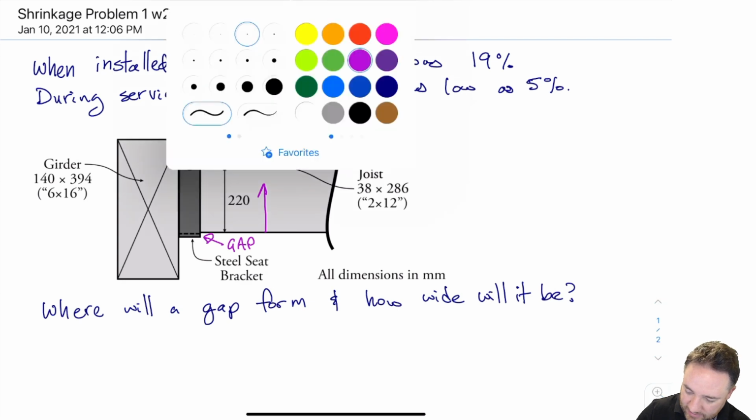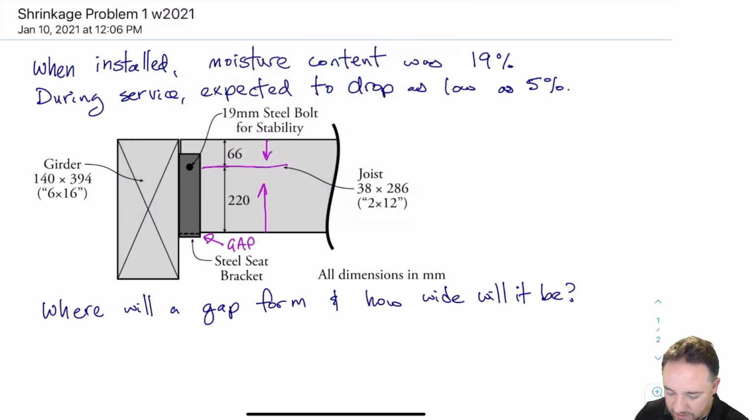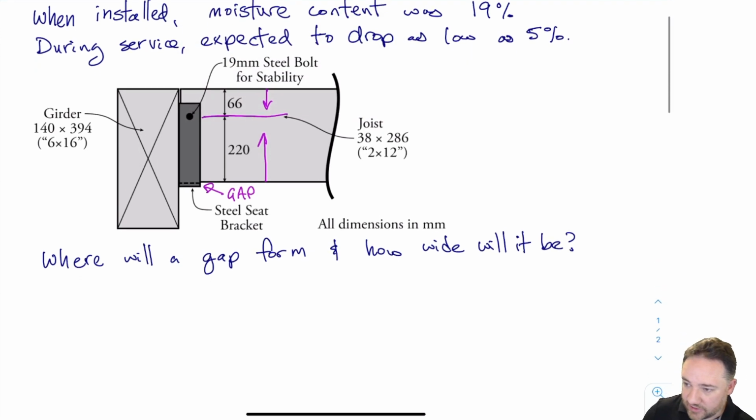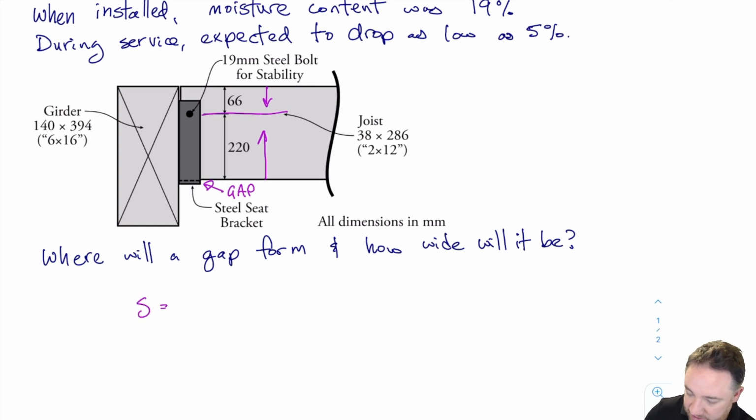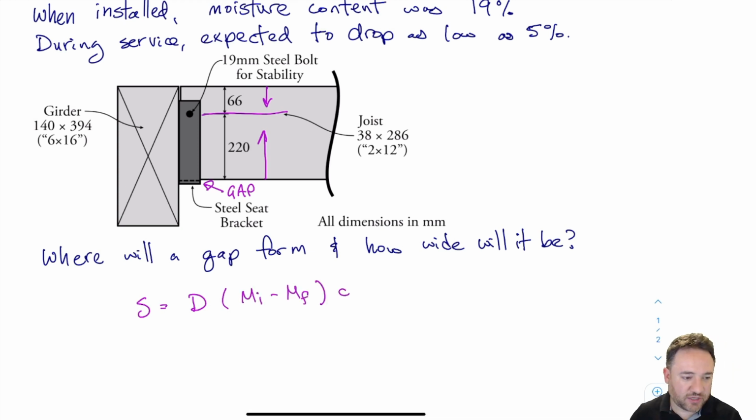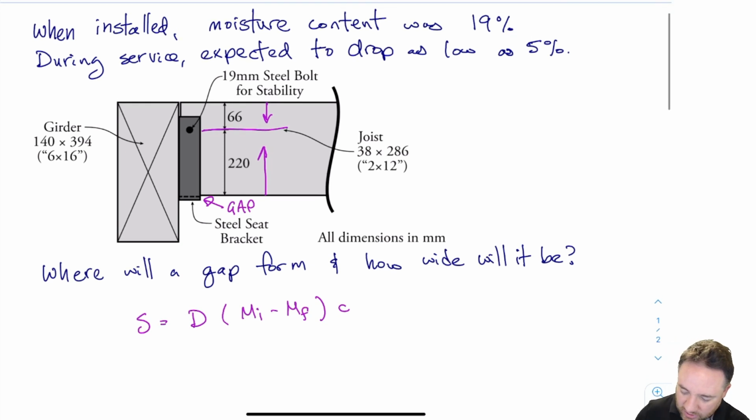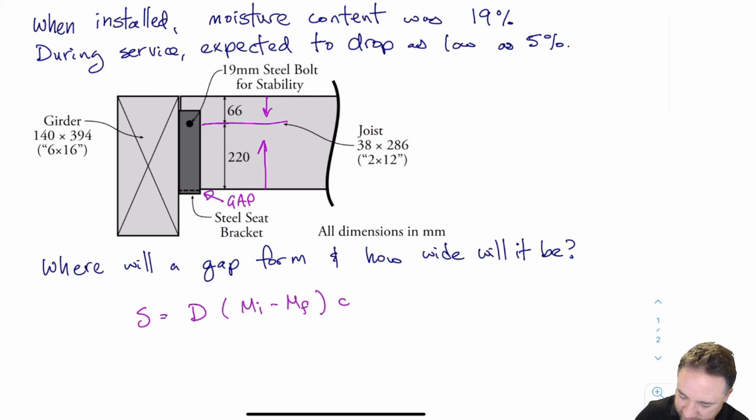So I have, again, S equals D times (MI minus MF), all that times C. C is my coefficient of shrinkage, my shrinkage coefficient. D is the dimension that we're looking to calculate. How much is that dimension going to shrink? And MI minus MF is my change in moisture content. So it's going to start at 19.